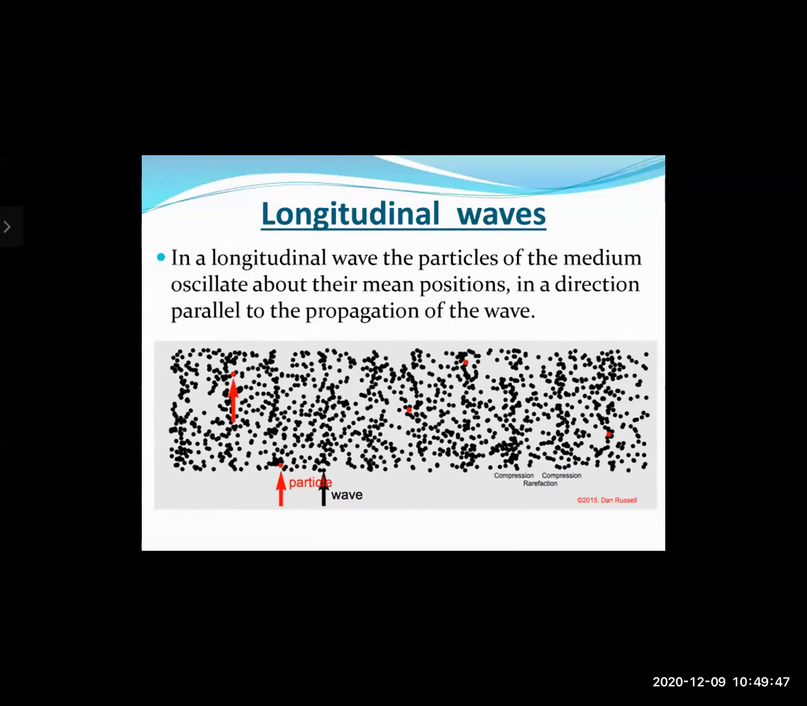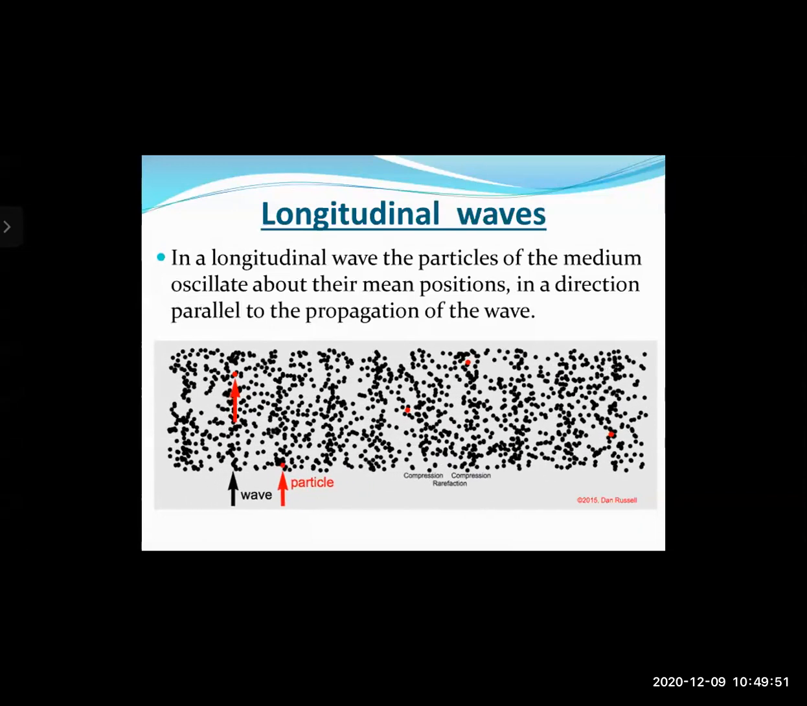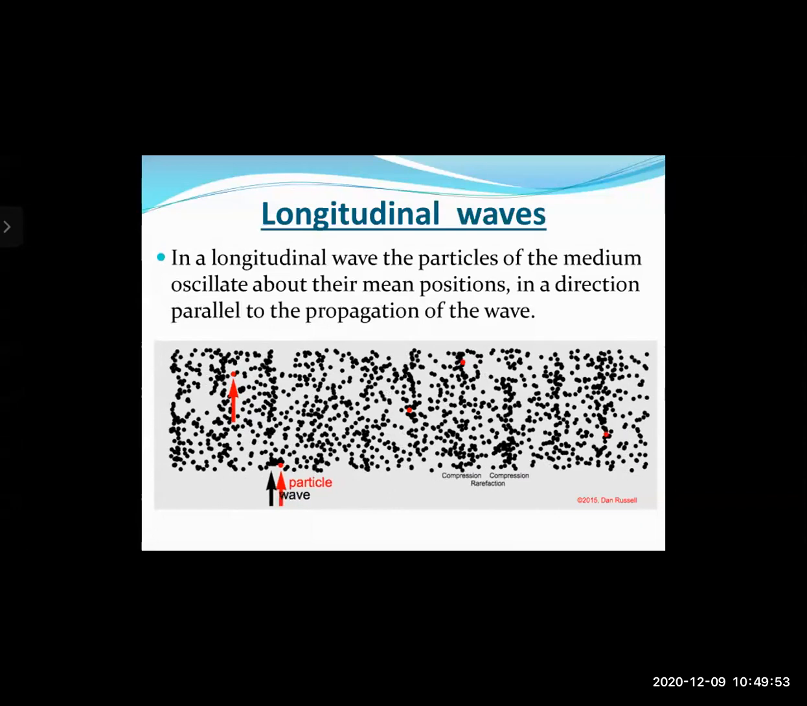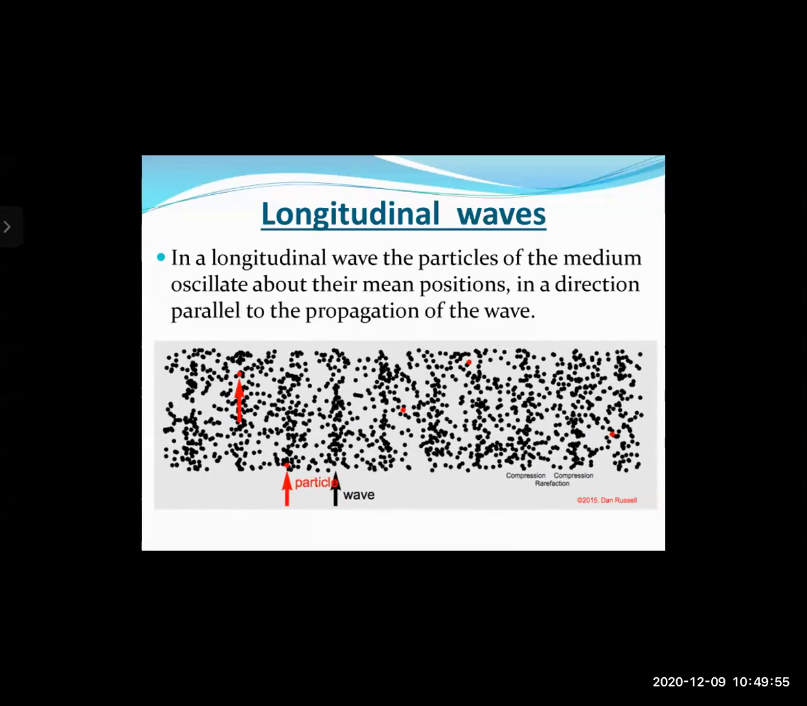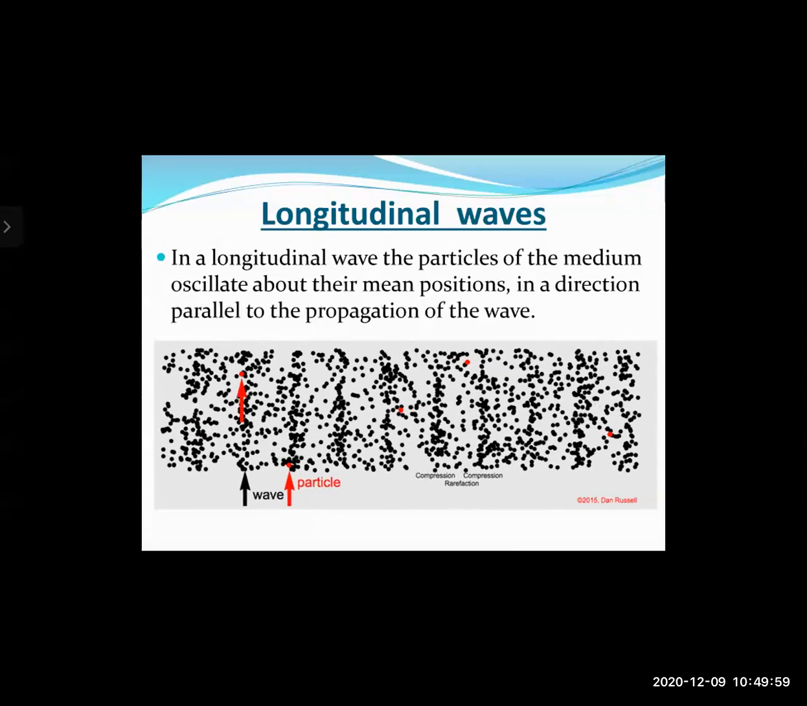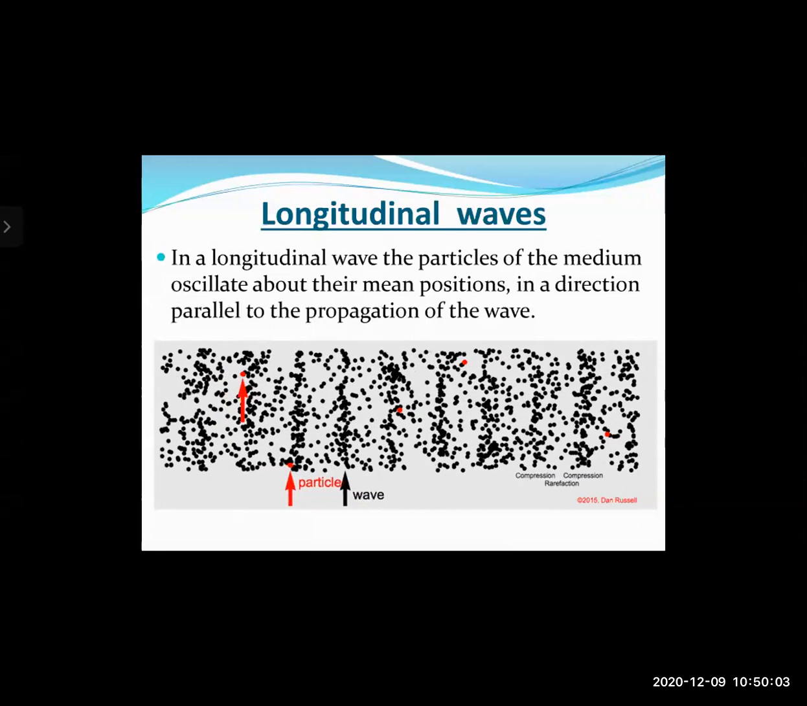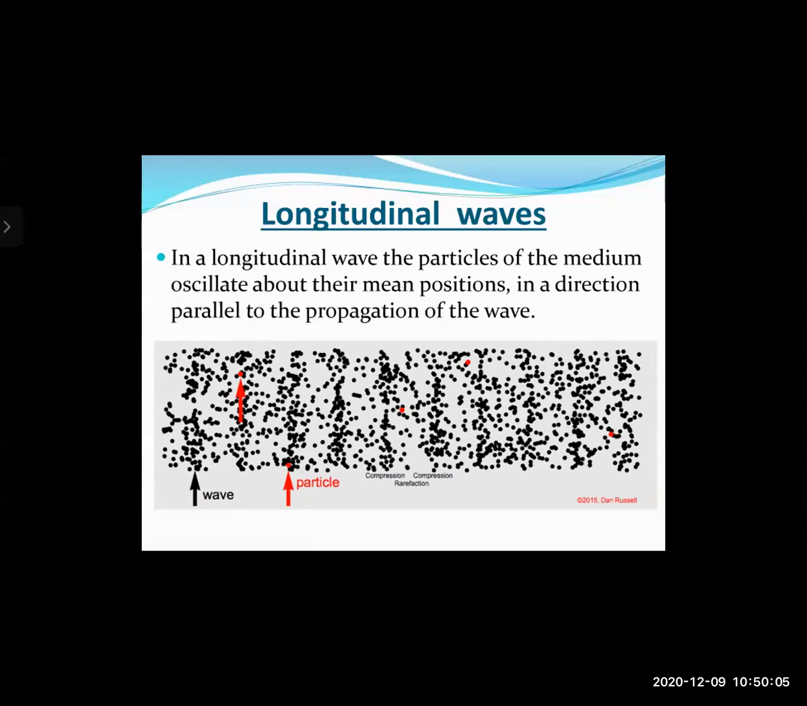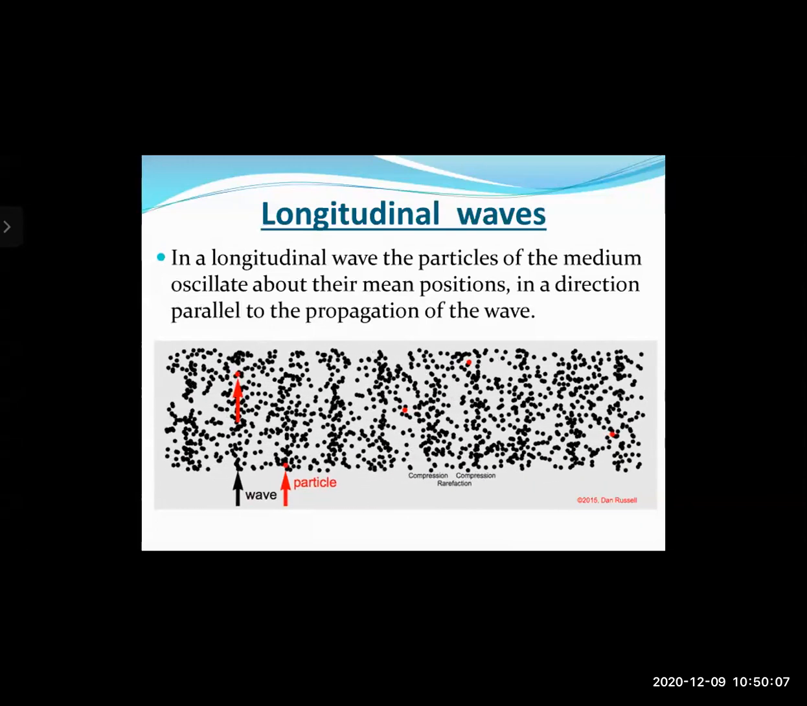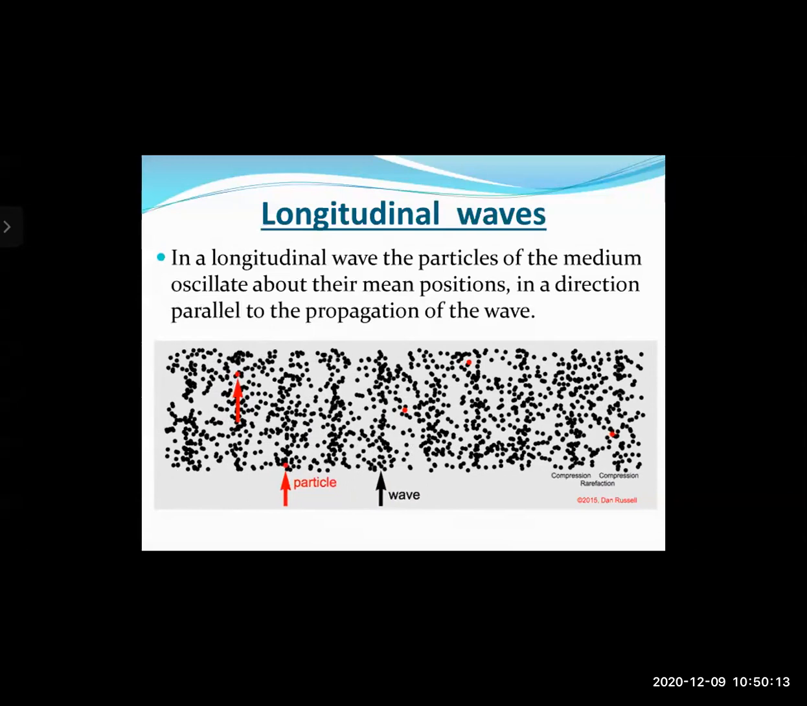Now you can see the regions of compressions and rarefactions moving from left to right, and they are alternating. So you have alternate regions of compressions and rarefactions which are moving from left to right. Okay, now the important thing that you need to observe here is the wave is moving from the left hand side to the right hand side, whereas all the individual particles are also vibrating from left to right.